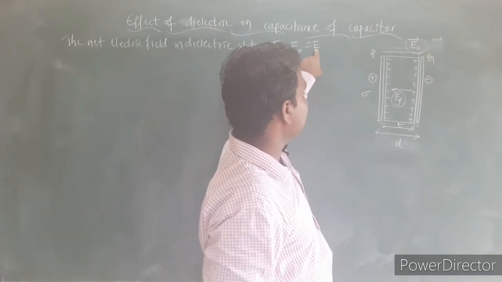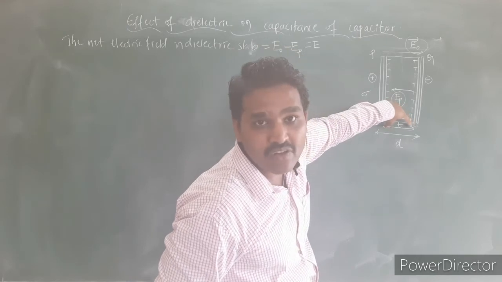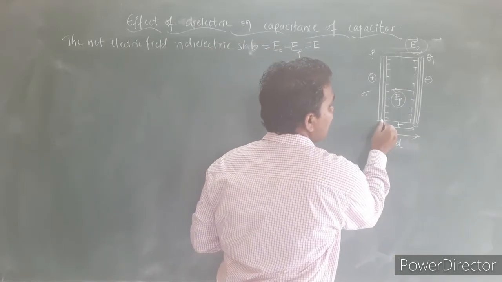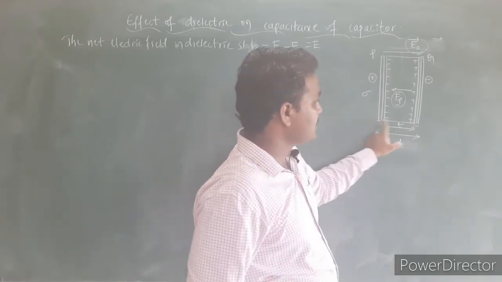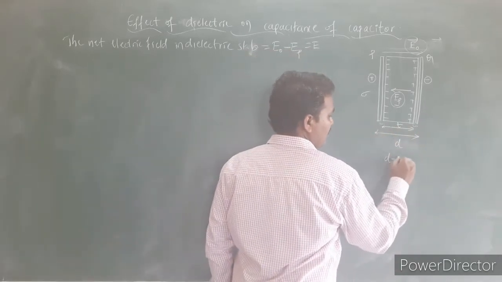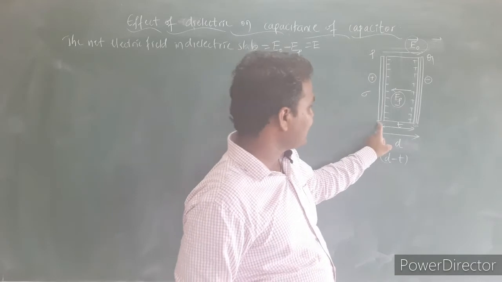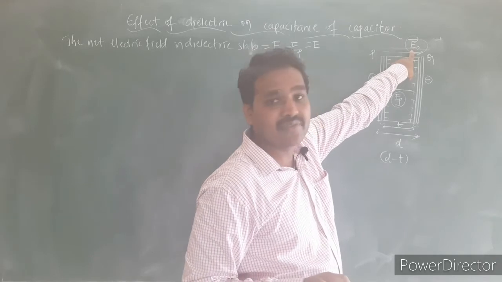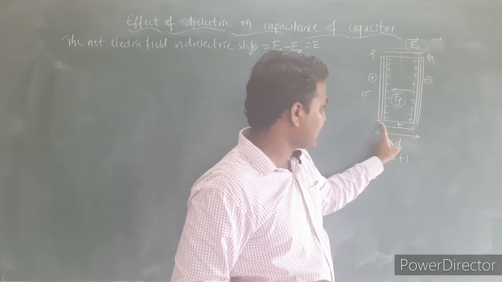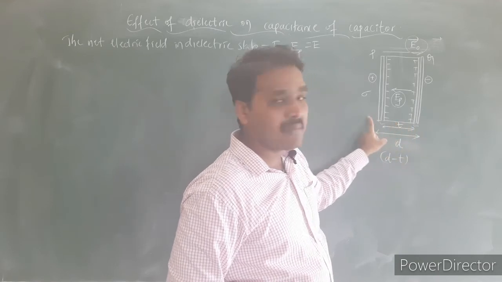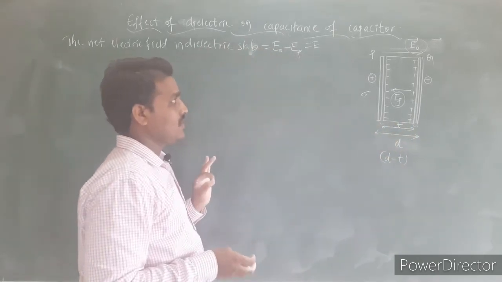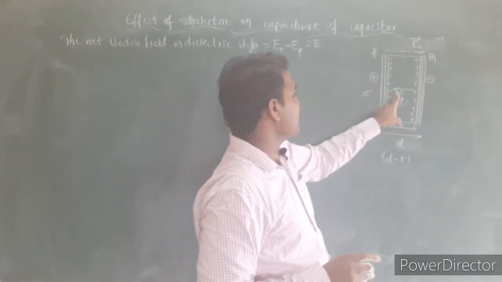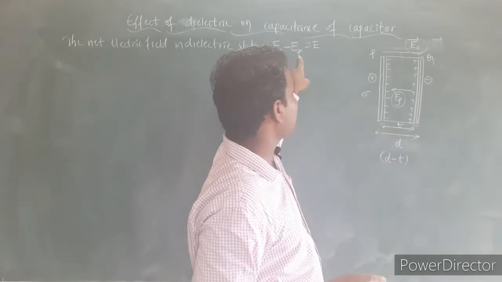This reduced electric field intensity will be acting for the length t, that is the thickness of the dielectric slab. And if there is any gap between the dielectric slab and the parallel plates, that gap is given by what? d minus t. In that gap, the electric field intensity acting will be equal to E naught. So, there are two electric fields here, one is E naught and another is capital E, that is equal to E naught minus EP.